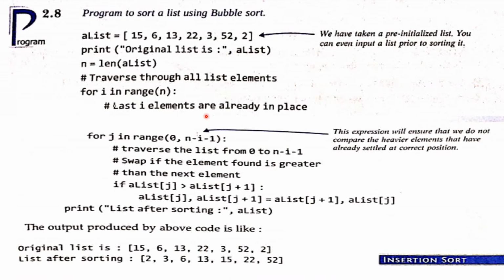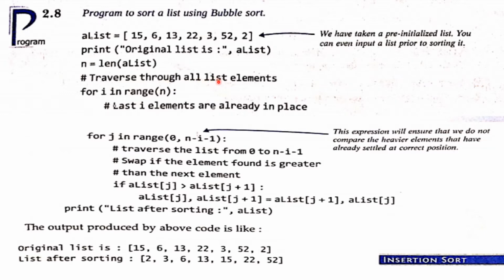Here a list is taken with the elements 15, 6, 13, 22, 3, 52 and 2. The length of the list is 7: 1, 2, 3, 4, 5, 6, 7. We print the message: original list is, followed by the list, and then a variable n holds the length of the list. So n is equal to length of list, which means n is equal to 7. So it will traverse through all list elements.